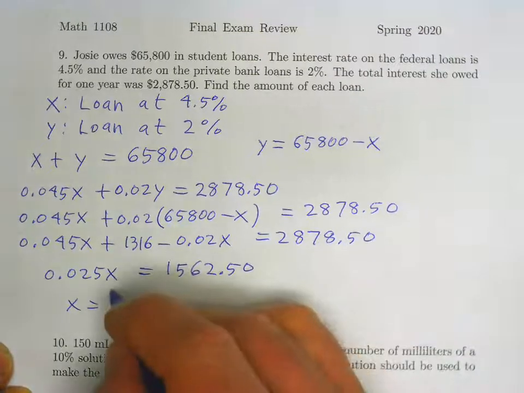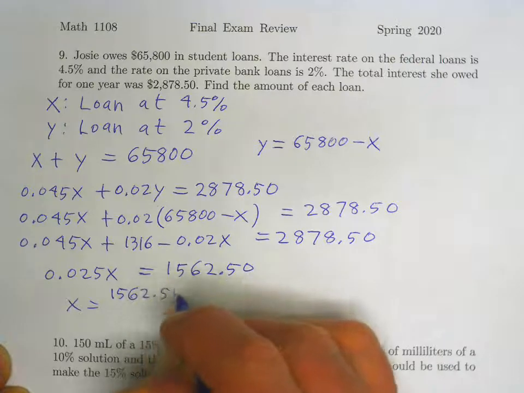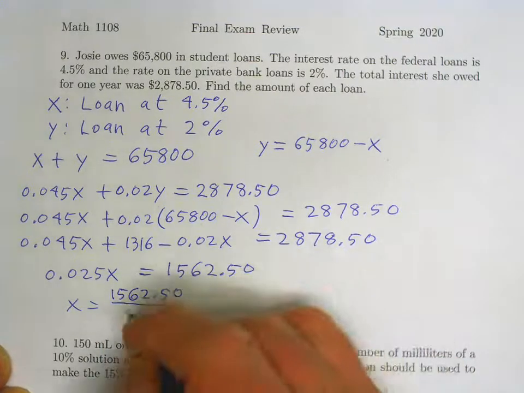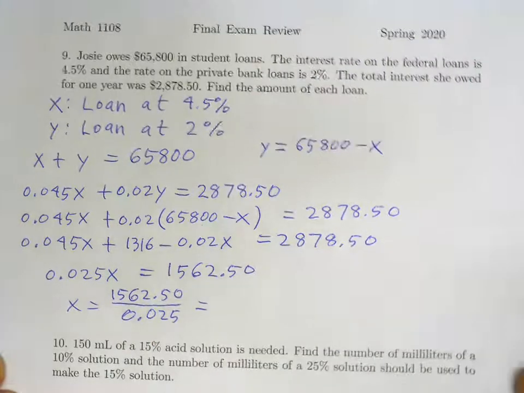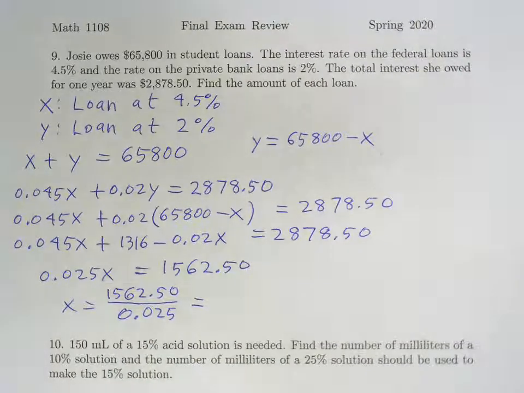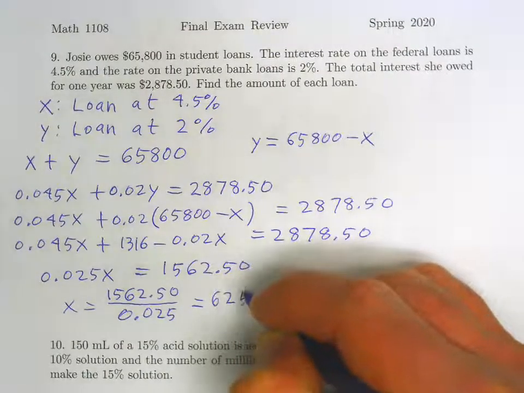And then we can divide both sides by 0.025, and so we get 1562.50 divided by 0.025. So key that into a scientific calculator. So 1562.5. Okay, so I get 62,500.